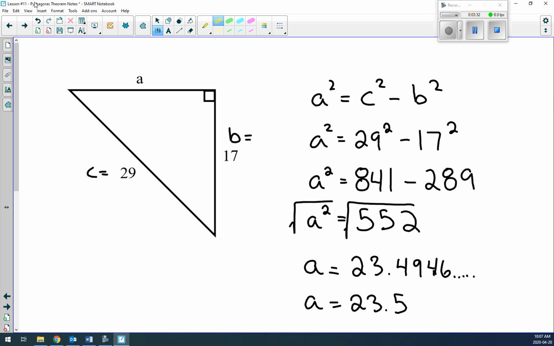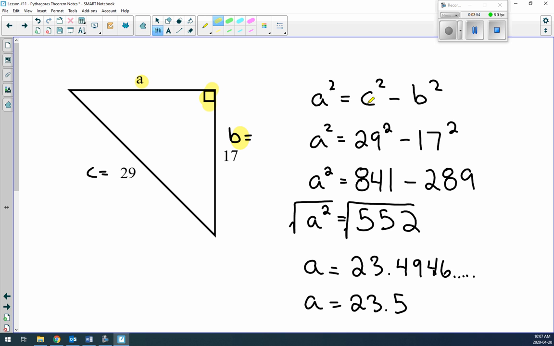Flip to the last page now, and we're going to look for the legs. In this case, we have a right angle triangle. Again, there's our right angle. We have the hypotenuse, which is 29, and we have one of the legs. Since this one's already labeled A over here, we'll call this one B. So B is 17. Now we're looking for the shorter side, so we're not going to add them together. We're going to subtract them.